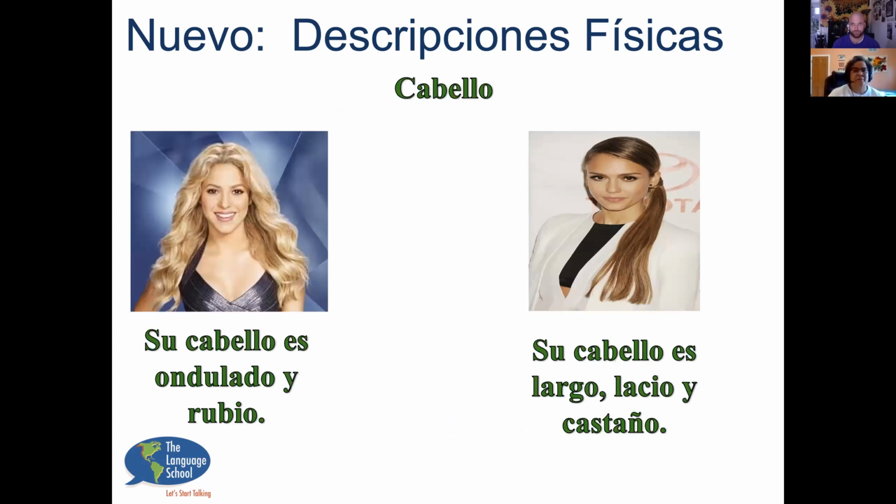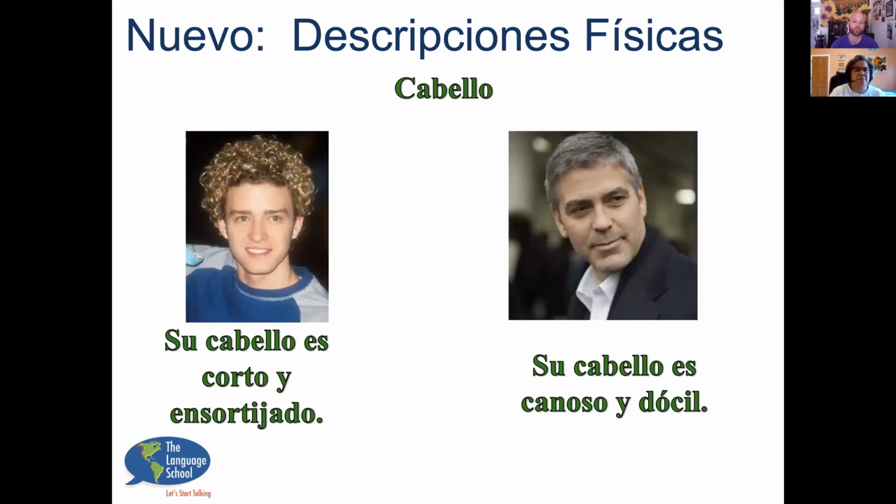And then cabello means hair. Su cabello es ondulado y rubio. Her hair is ondulado, like wavy. Rubio is going to be blonde. Versus su cabello es largo, lacio y castaño. So her hair is long. Lacio is like saying straight, and castaño is like dark hair. Su cabello es corto y ensortijado. So his hair is short and curly.